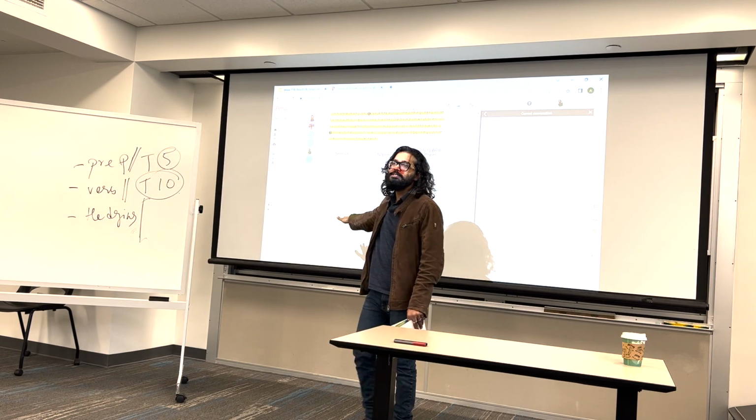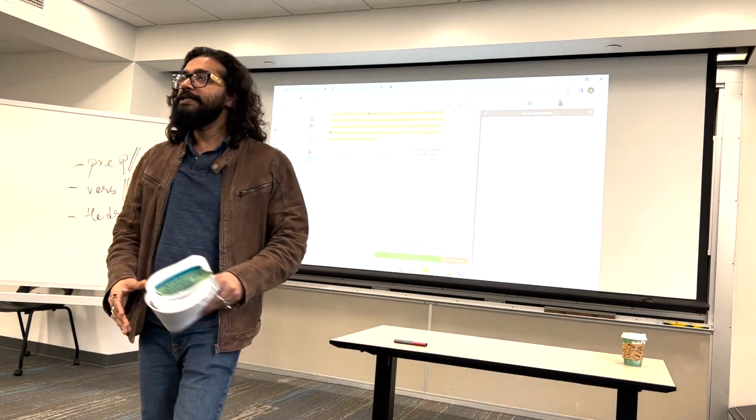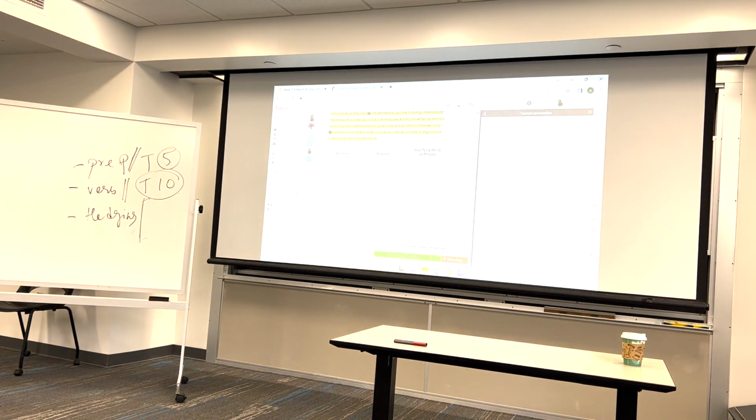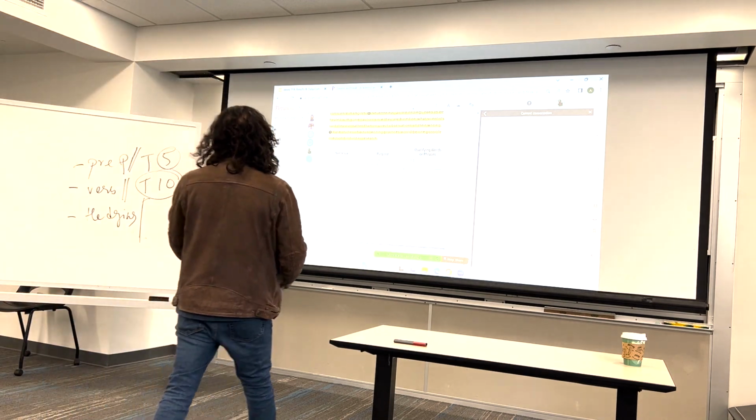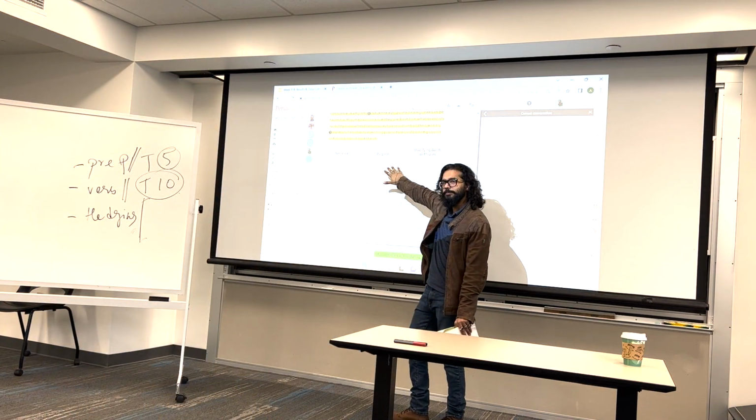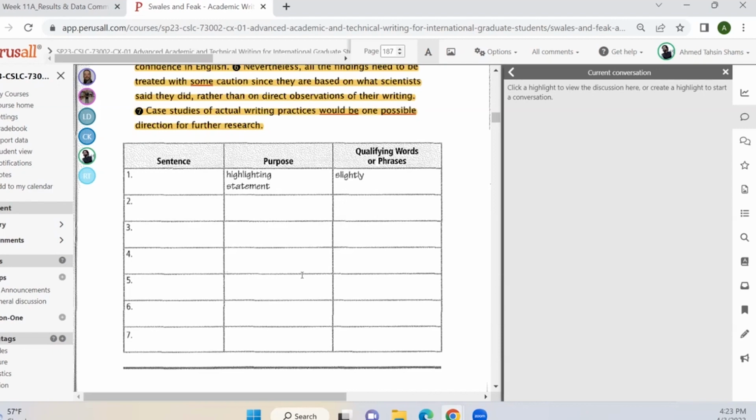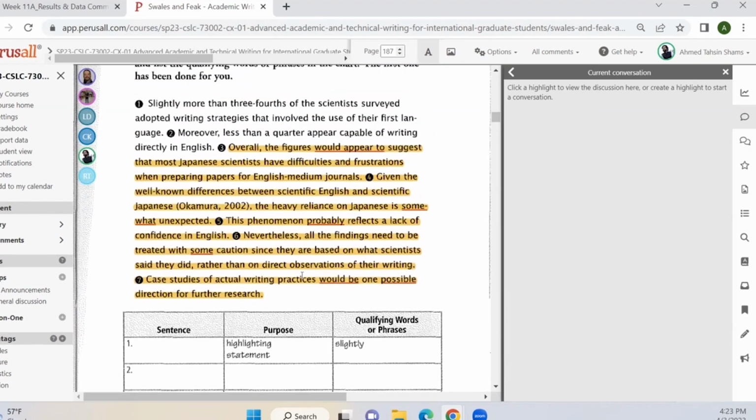The column of purpose, so that we understand sentence 1, what's the purpose of it? Sentence 2, what's the purpose of it? Sentence 3, what's the purpose of it? We have only 7 sentences and we'll write 7 purposes. The first one is done here in the book. For instance, it says the first sentence is a highlighting statement. Let's have a look at the first sentence. Slightly more than 3/4 of the scientists surveyed adopted writing strategies that involve the use of their first language. So it highlighted certain data.